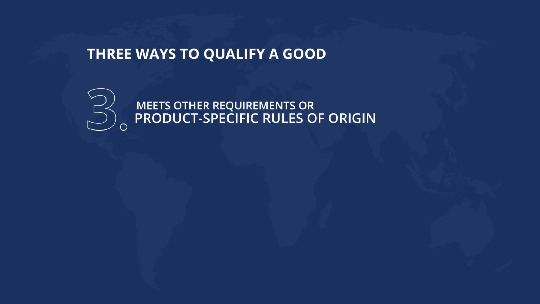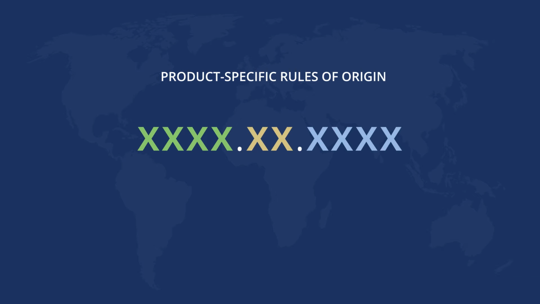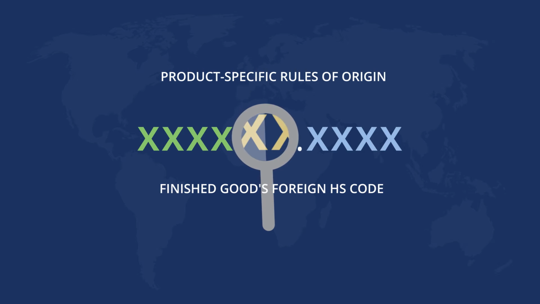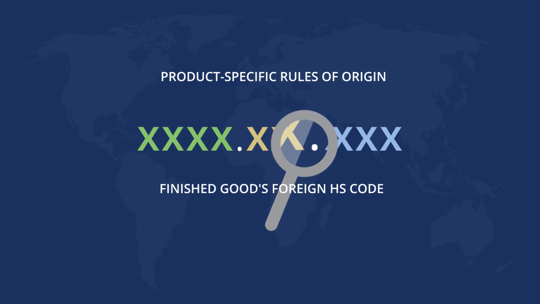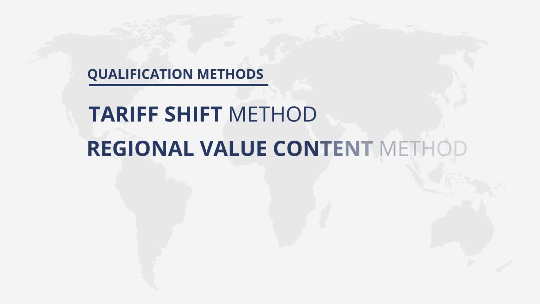Or third, the good meets other requirements or product-specific rules of origin. This is how goods made with components coming from outside the FTA region can qualify for the FTA rate. You can find product-specific rules of origin in the FTA text by looking them up with your finished good's foreign HS code. The text will describe how to determine if the product qualifies. The most common options are the tariff shift method or the regional value content method.